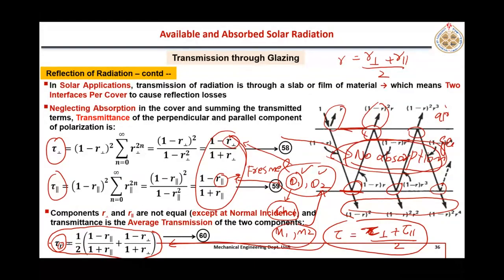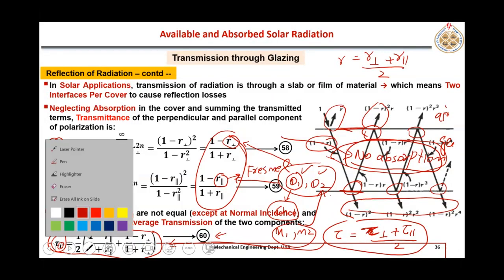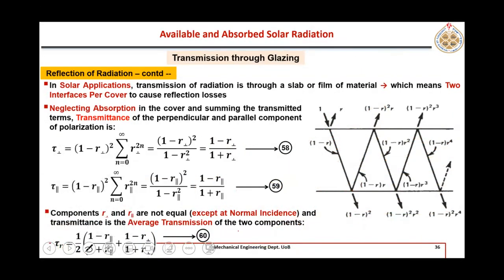So it means this transmitted radiation formula, which is this equation 60, is based on the assumption that only reflection losses are occurring. Okay, there is no absorption of this radiation when it flows through that glass cover. So be careful that this equation 60, which is written as tau with r, means only reflection losses are considered. Absorption losses are not considered.